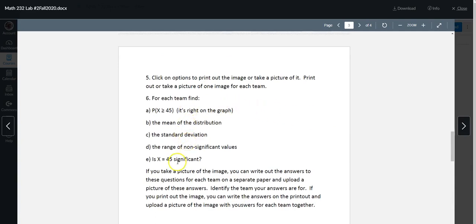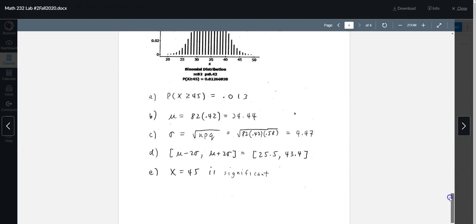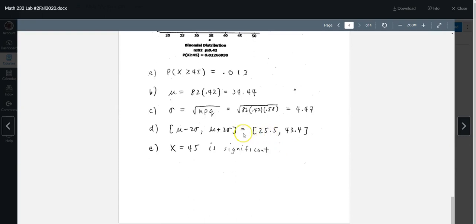And then the question E, the last question. I did A, B, C, the range of non-significant values. Is 45 significant? So to be significant, 45 would have to be either less than 25.5, which it's not, or greater than 43.4, which it is. So my answer is x equals 45 is significant.